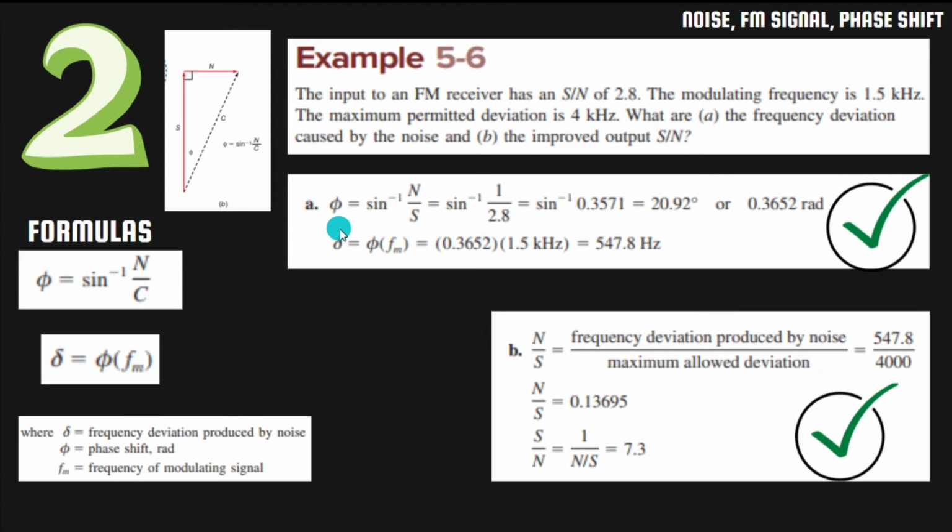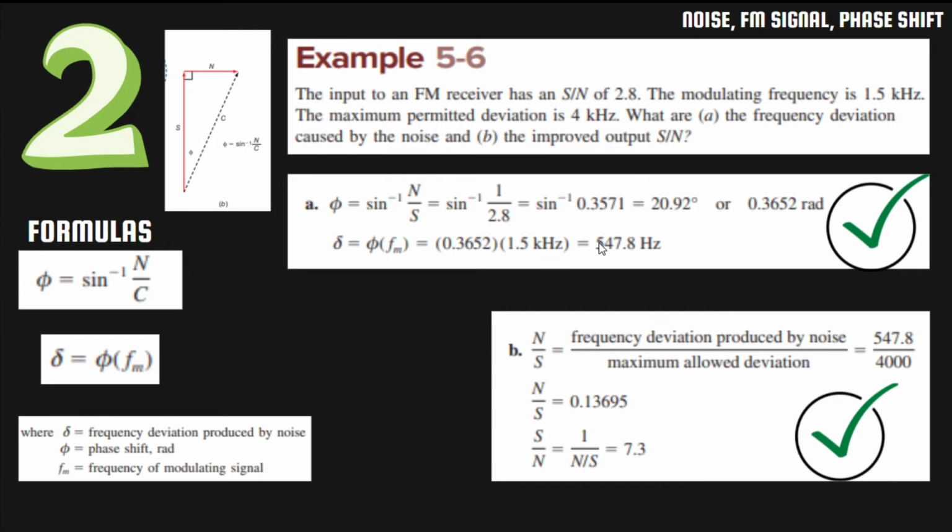So first, the angle is equal to the inverse sine of the noise to signal ratio, which is 1 over 2.8, and that will be 20.92 degrees. So converting that into radians, we have 0.3652 radians. So next, the frequency deviation is equal to the phase shift in radians, which is 0.3652, times the frequency of modulating signal, which is given in the problem. It is found to be 1.5 kHz. So multiplying the two, we will get 547.8 Hz. So that is the frequency deviation caused by the noise.